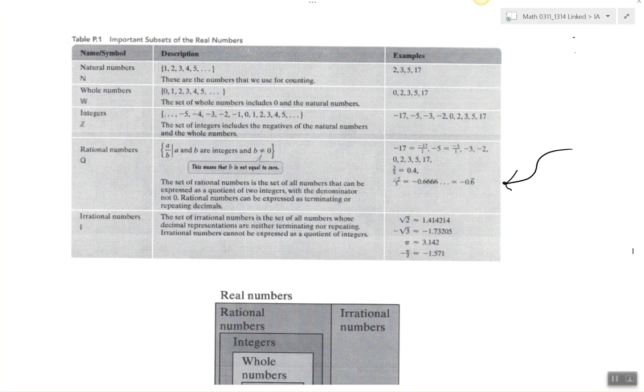Irrational numbers cannot be written as fractions, and they are things like square root of 2, the negative square root of 3, pi, even though it is a non-repeating, non-terminating decimal. Those are irrational, and you can think of them as the crazy numbers, those that behave irrationally.